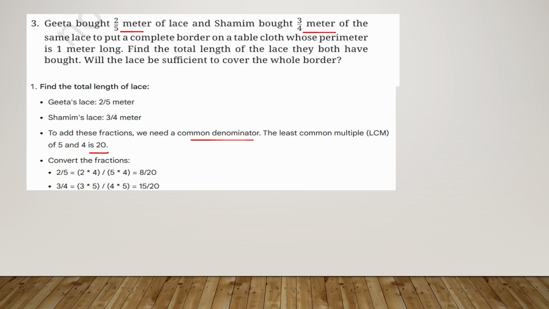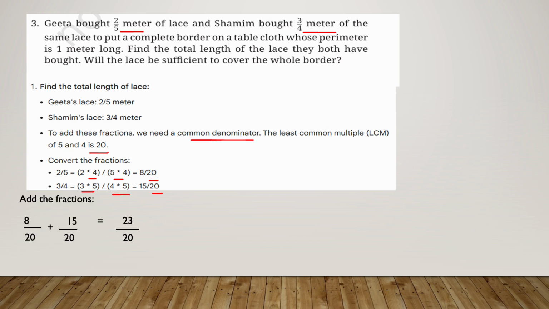So, convert the fraction 2 by 5 into an equivalent fraction such that the denominator is 20. See, 5 into 4 is 20. So, we have to multiply numerator also by 4. Then 3 by 4 convert into an equivalent fraction such that the denominator is 20. See, 4 into 5 is 20. So, numerator also must be multiplied by 5. Okay. So, 3 by 4 becomes 15 by 20.